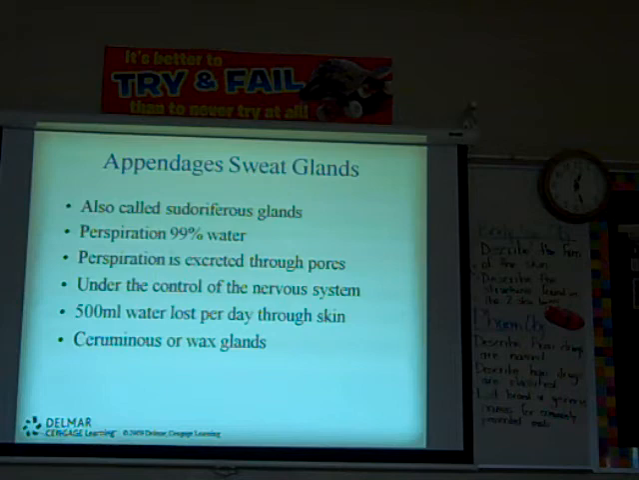Sebum is the substance that's secreted out of sebaceous glands. And it's got amino acids, lactic acids, lipids, salt, and urea.